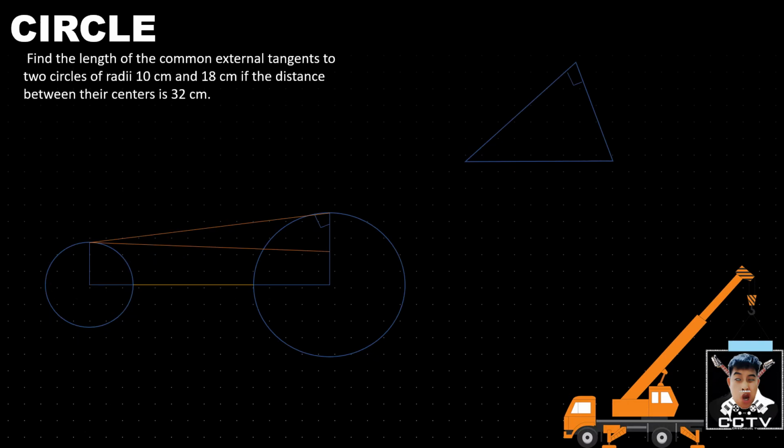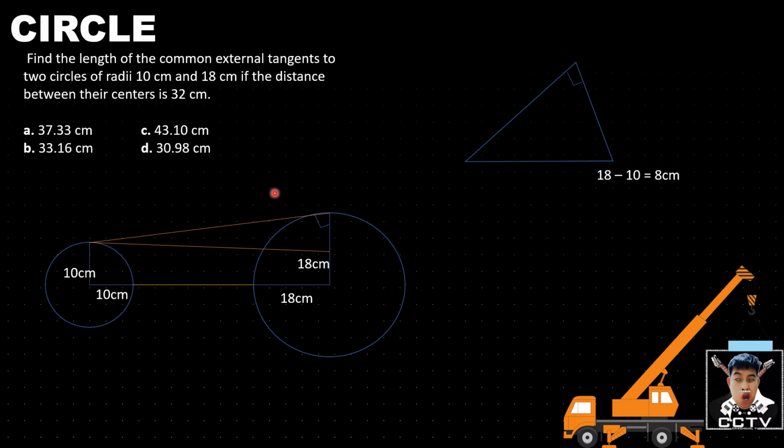Circle, find the length of the common external tangents to two circles of radii 10 centimeters and 18 centimeters. If the distance between their centers is 32 centimeters. We have our choices here. At ang radius ng isa is 10 daw, yung smaller circle. And of course, the larger circle is 18 centimeters. Yan nga. And of course, ito daw, center to center is 32.